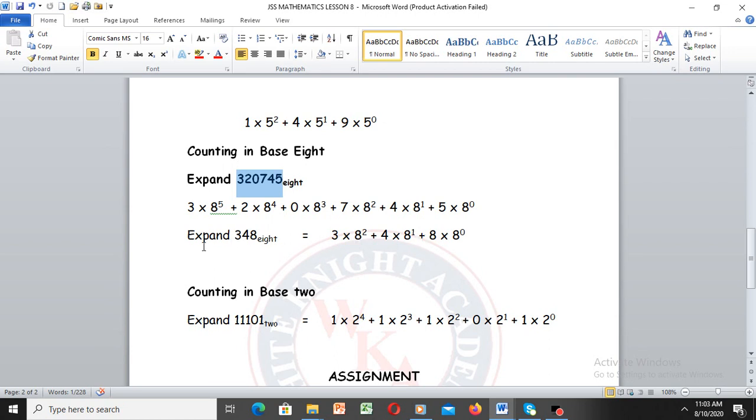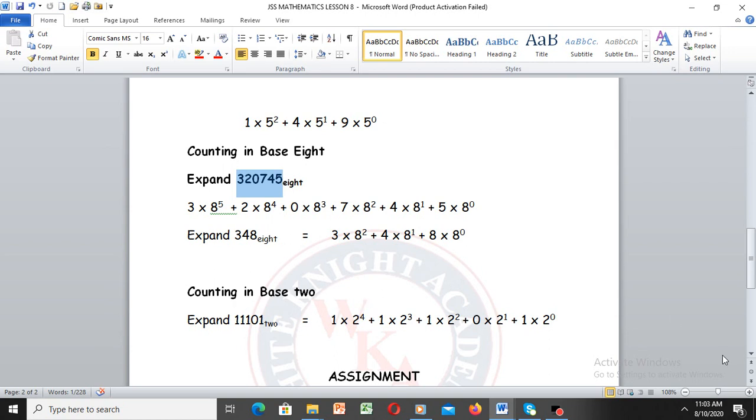So expand 348 base 8. 3 times 8 raised to power 2 plus 4 times 8 raised to power 1 plus 8 times 8 raised to power 0. So that is expansion of base 8.